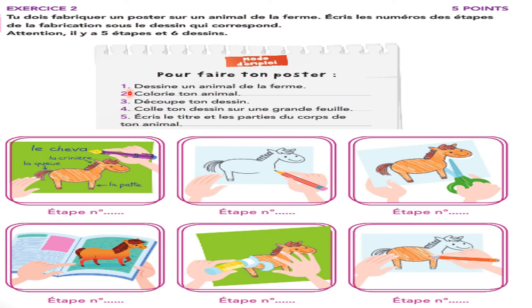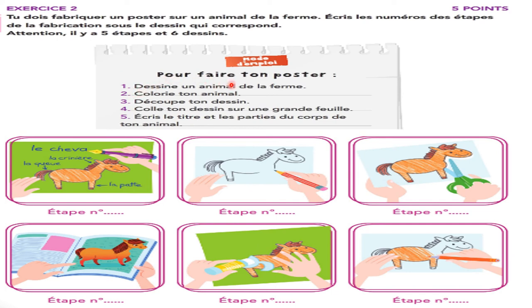Independently, we read, and after that we draw, following one by one, which may not be in the correct order, so we'll try to order it. Attention, il y a 5 étapes, we have 5 steps, et 6 dessins, and 6 drawings. So at the beginning, we must read carefully.